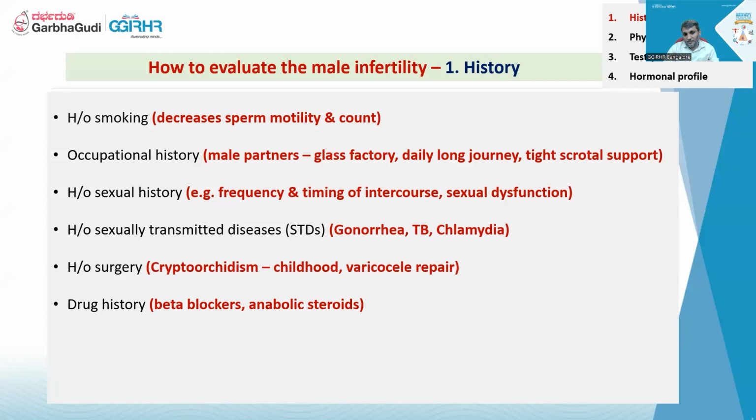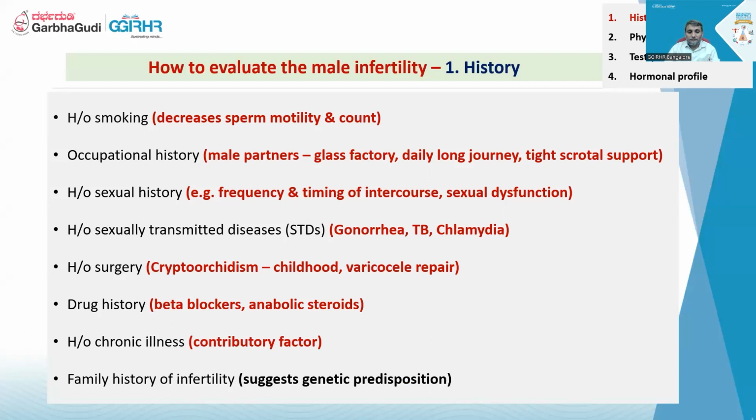History of surgery during childhood, whether he has undergone any surgery for procreatism or varicose vein repair, has to be taken. Even drug history, like whether he is taking beta blockers or steroids, and chronic illness can be a contributory factor. For example, diabetes can cause erectile dysfunction and can damage the chromosomes in sperm parameters. Family history is also very, very important to be taken. So first is history taking.